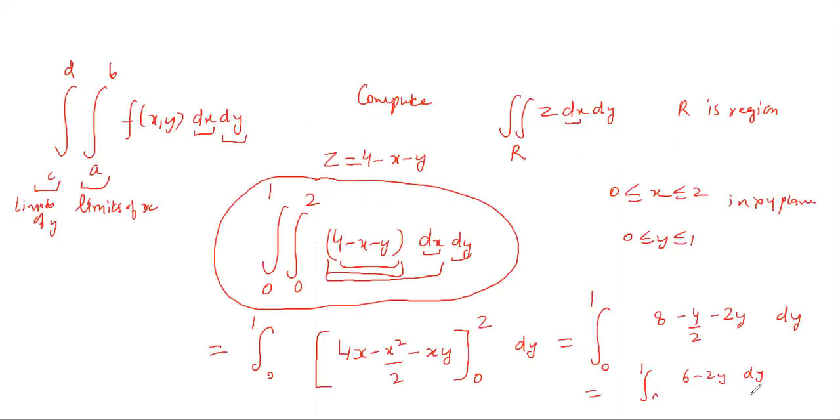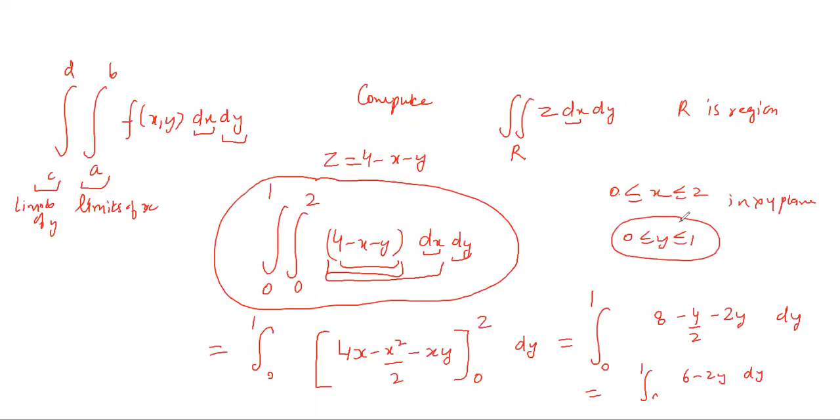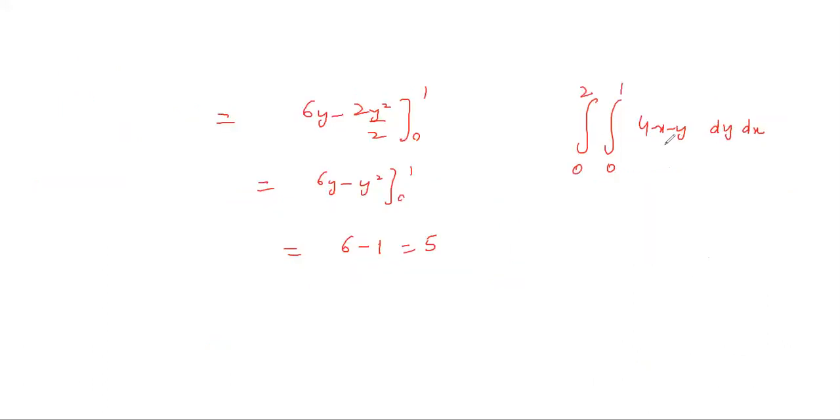Obviously the limits also change. The inner limits are of y and the outer limits are of x. So the limits of y are 0 to 1, and the limits of x are 0 to 2. So I've changed the order. So you just solve on similar lines and tell me the answer. Yes, all of you solve this one.